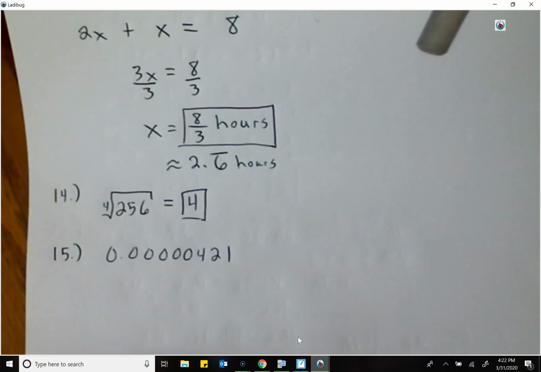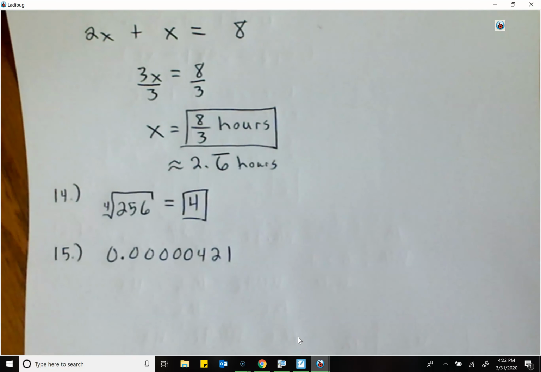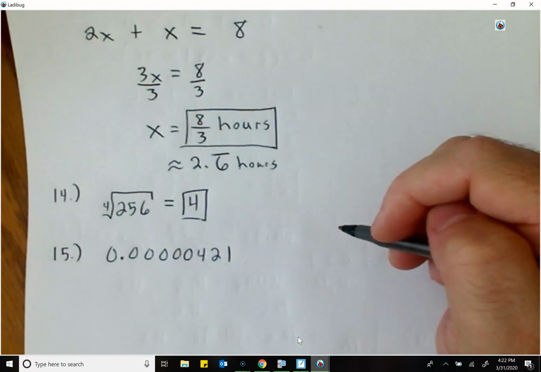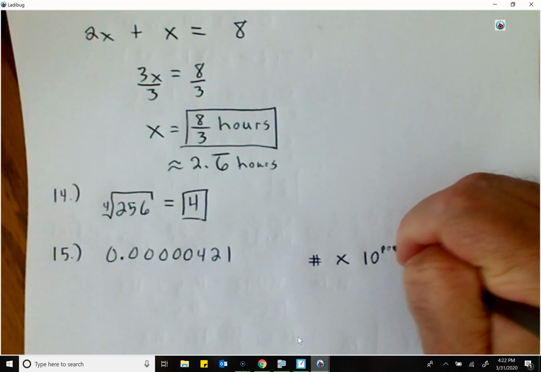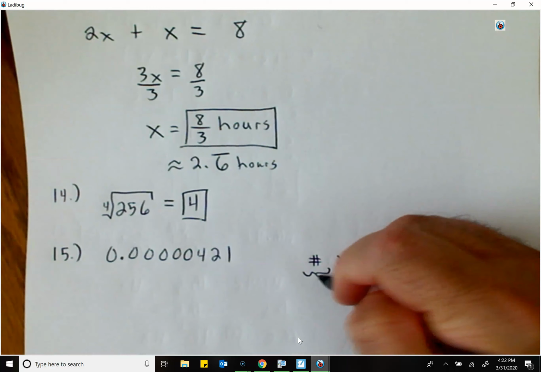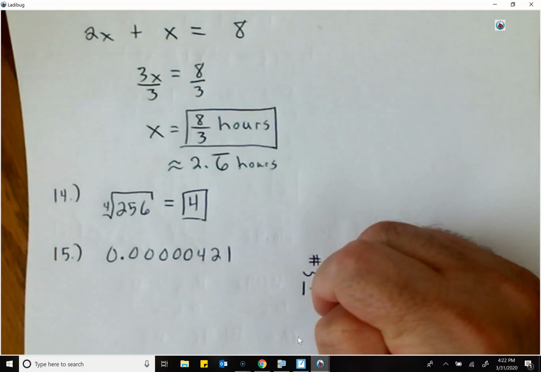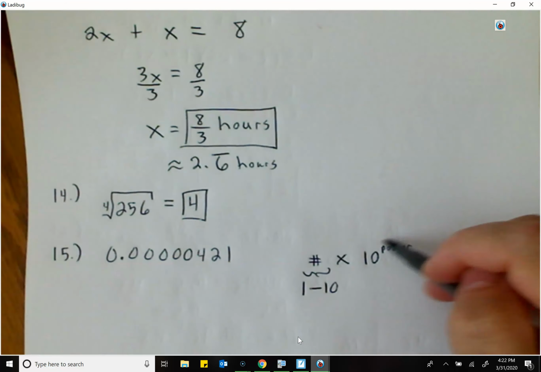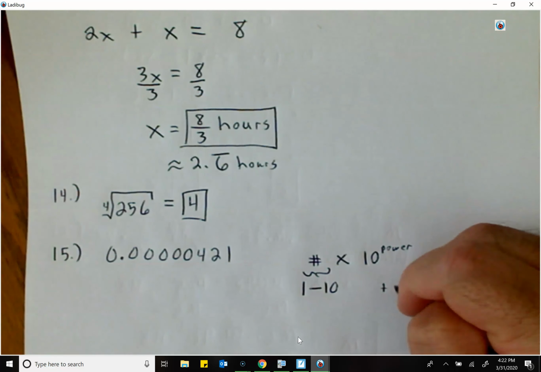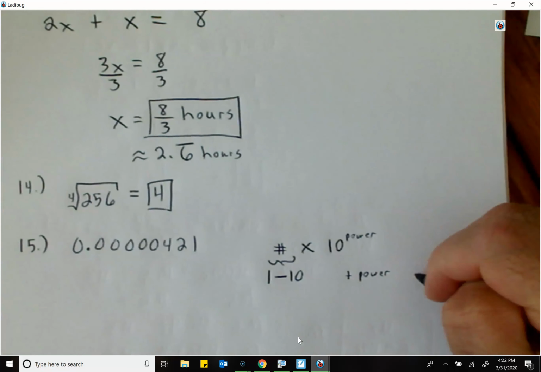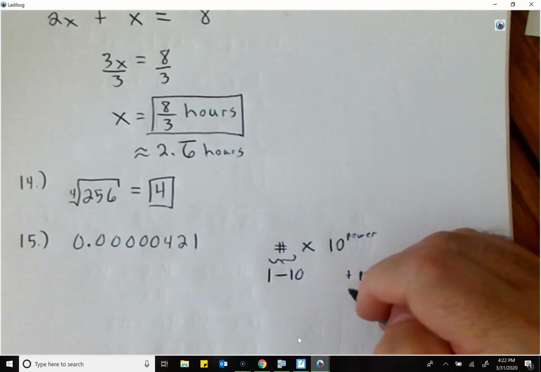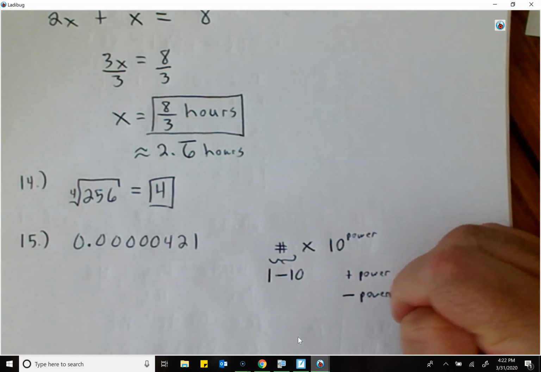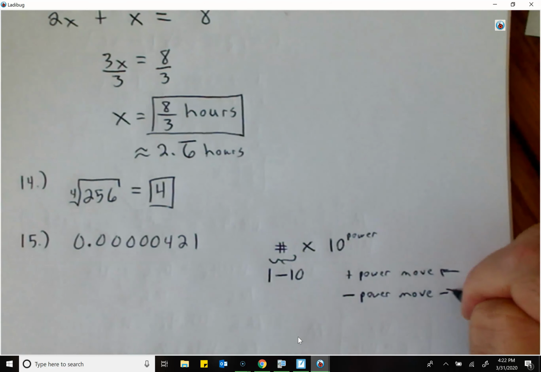So here is our decimal. So we're going to turn this into scientific notation, which means that we need to make it as a number times 10 to a power. Now remember that this number here has to be between 1 and 10. The power will be a positive power if you move to the left. The power will be a negative power if we move to the right.